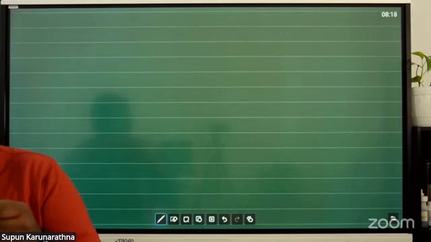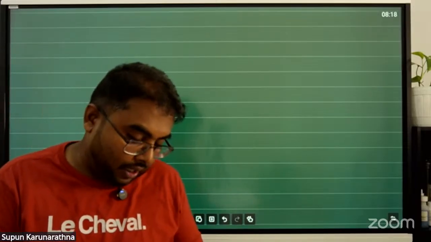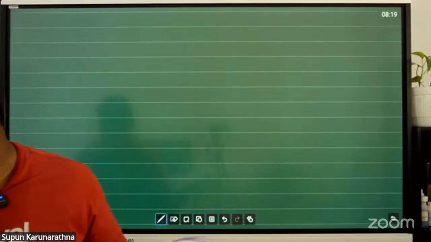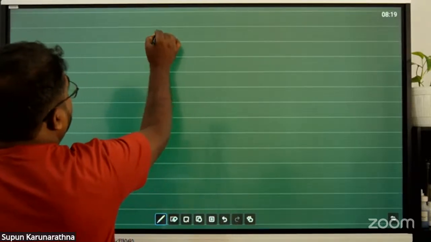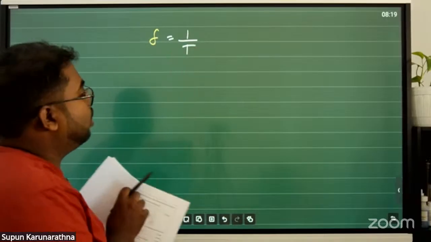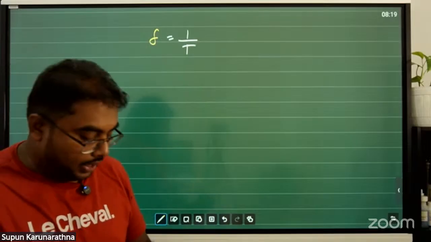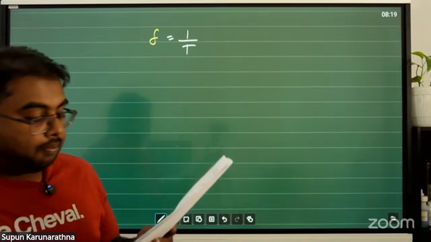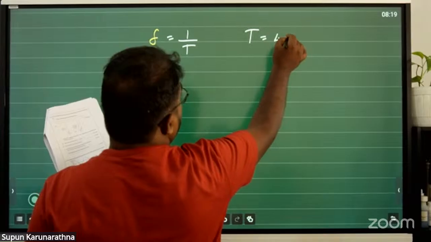The next one, calculate the frequency of graph A. So how do we calculate it? We have learned that frequency is equal to 1 over T, the reciprocal of the period, right? Then in the graph, you can see that the period T is taken to be 4 seconds.